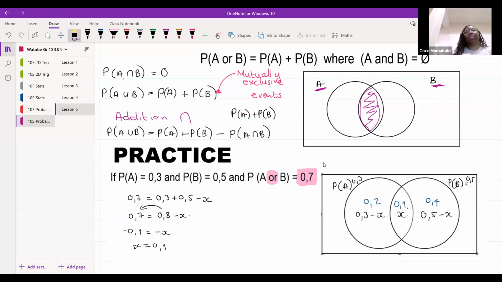But at the moment, guys, we only have 0.7. We've only got 0.7. Where does the rest of it go? What do we do with the rest of it? Outside, correct, it's the complement. Good. So we know that the other 0.3 needs to go into our rectangle. It's not part of our circles.